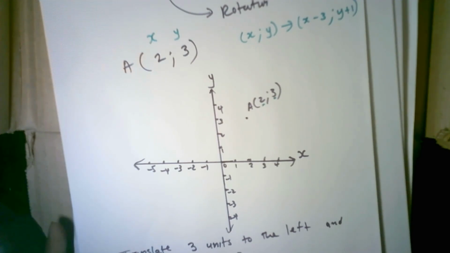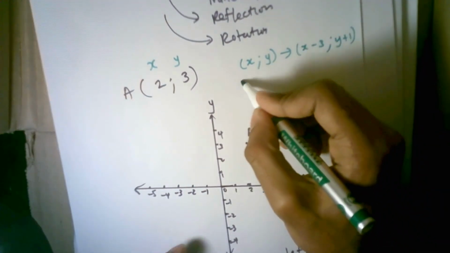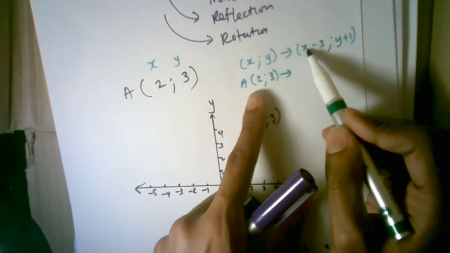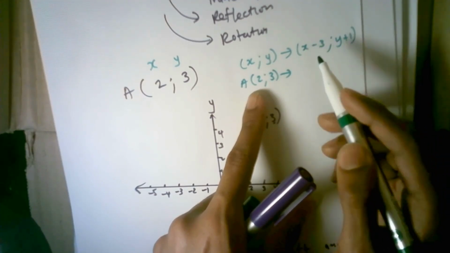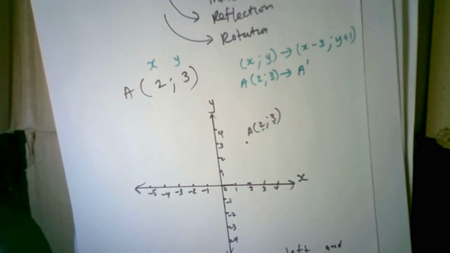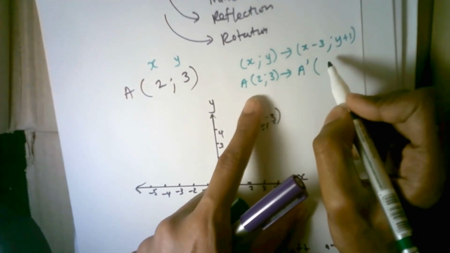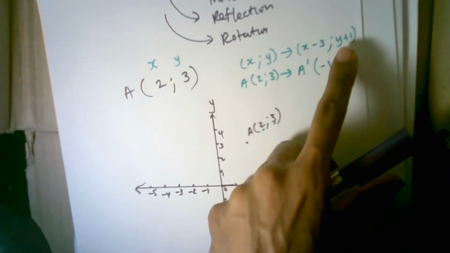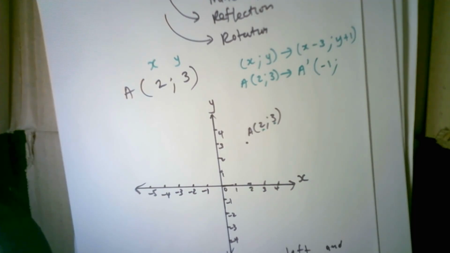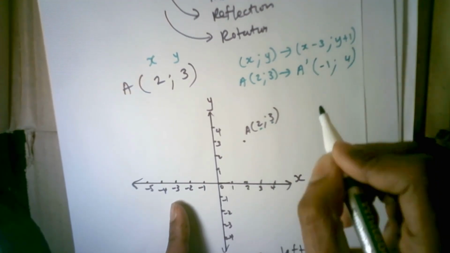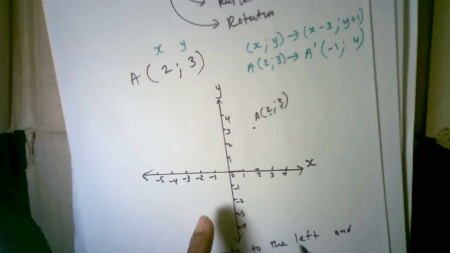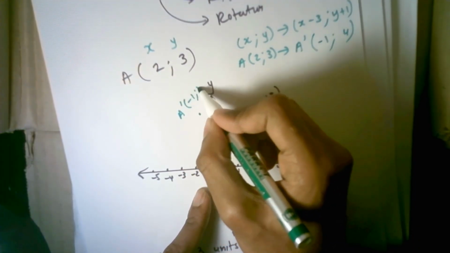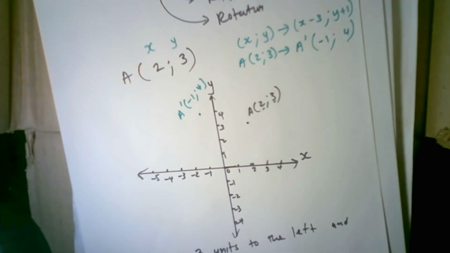So what is my new value, or what is my new coordinate? Remember A was 2, 3. My new coordinate, I'm going to substitute 2 in the place of x. It's going to be 2 minus 3, which is negative 1. So A prime, we call it A prime, it's the new coordinate of A, is 2 minus 3, which is negative 1. And I'm going to substitute 3 in the place of y, so it's going to be 3 plus 1, which is 4. So my new coordinate is actually going to be negative 1, 4. That's my new coordinate. And that is how I translate a coordinate.